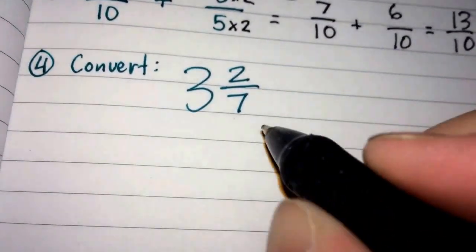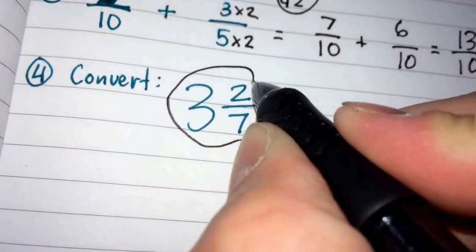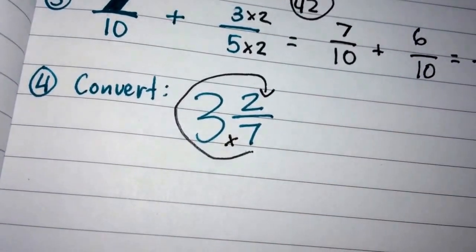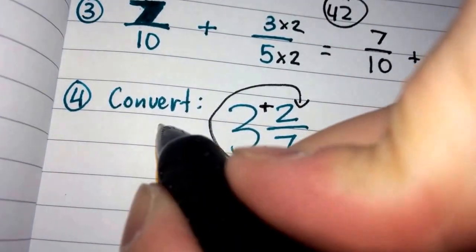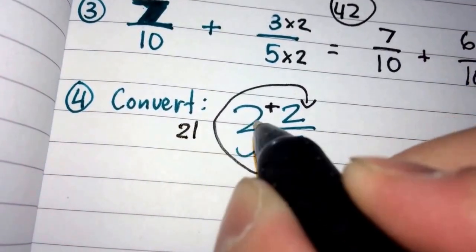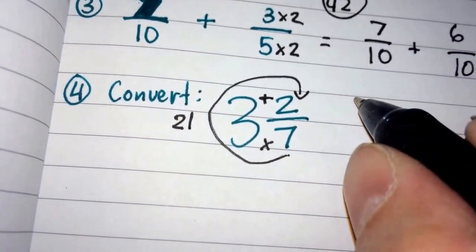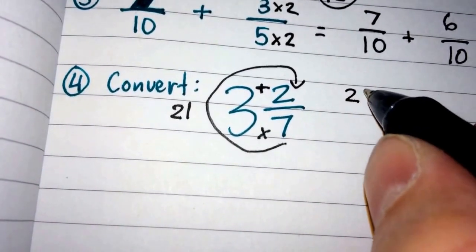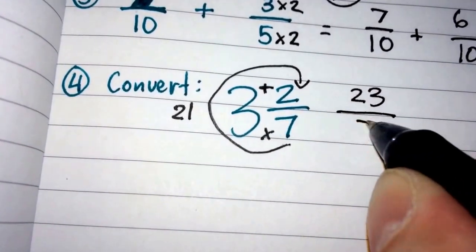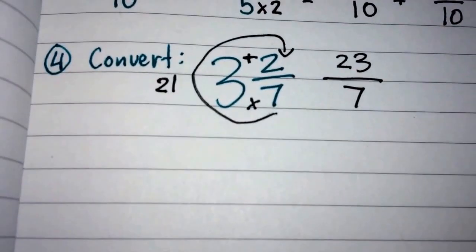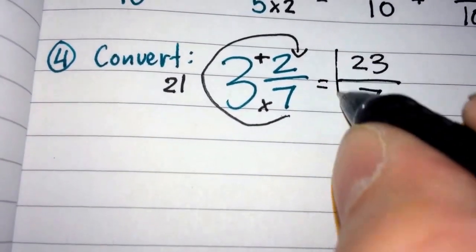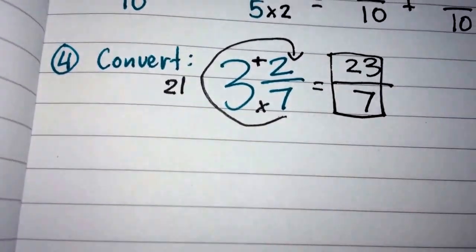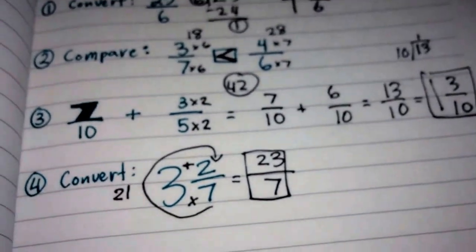All right, and then last but not least, convert. I like to do my little loop-de-loop, where you do multiplication down here, you do addition up here. So 7 times 3 gets me 21. 21 plus 2 is going to get me 23 over 7. 23/7. I can't reduce that because there is no number that can go into both 23 and 7. So, that brings us to the end of this video.